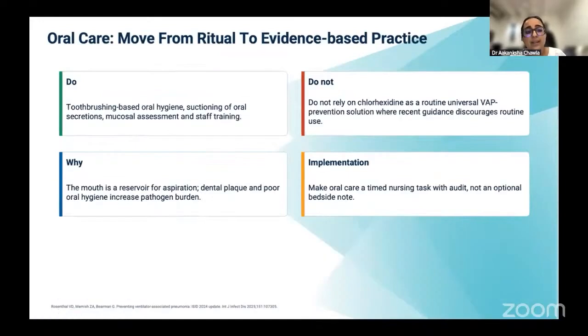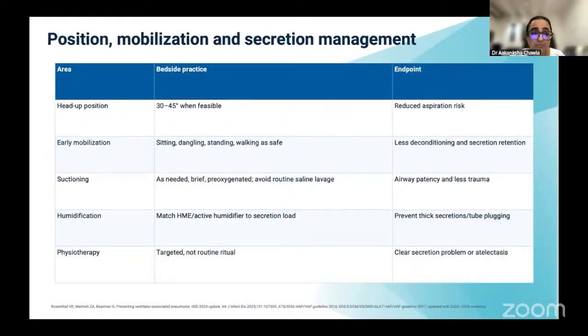Then oral care. It should be again emphasized upon. Do not rely only on chlorhexidine as a routine universal VAP prevention solution, because the mouth can become a reservoir for aspiration, dental plaques, and poor oral hygiene increase the pathogen burden. So you need to implement this. You need to teach your staff. You need to emphasize upon it daily and check whether they are doing it properly or not.